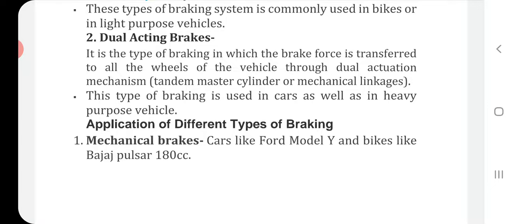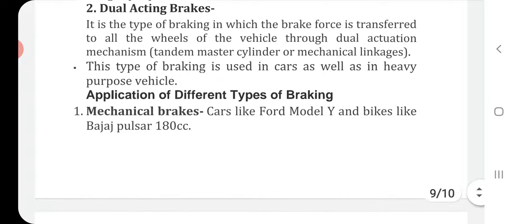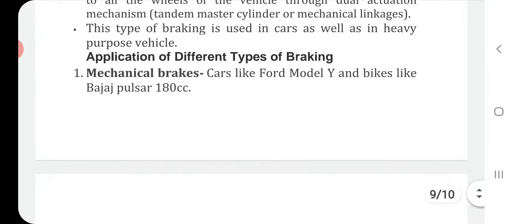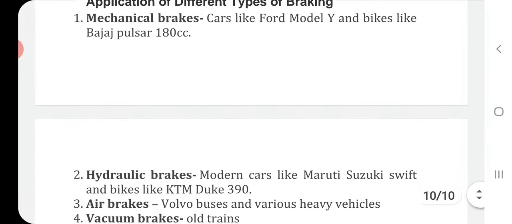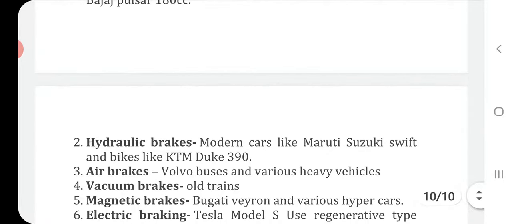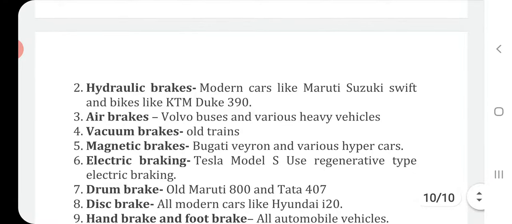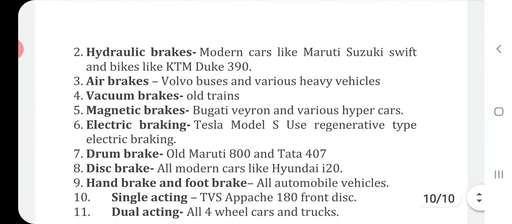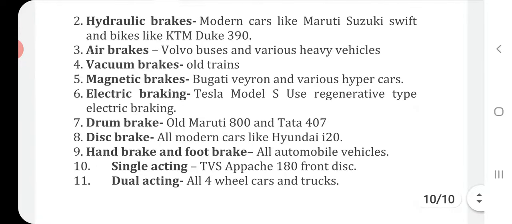The next classification is application. We have discussed all the classifications, now we'll look into the application. Mechanical brakes are used in cars like the Ford Model Y and bikes like the Bajaj Pulsar 180. Nowadays we don't use mechanical brakes, but in older cars you can find them. Hydraulic brakes are used in modern cars like the Maruti Suzuki Swift and bikes like the KTM Duke 390. In air brakes, most heavy vehicles and buses use them. And vacuum brakes are used in old trains.